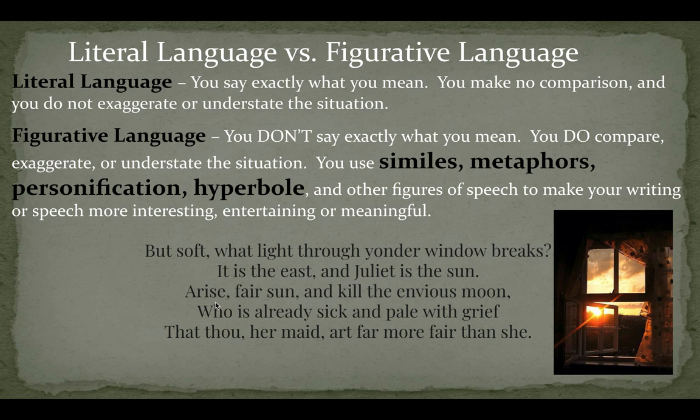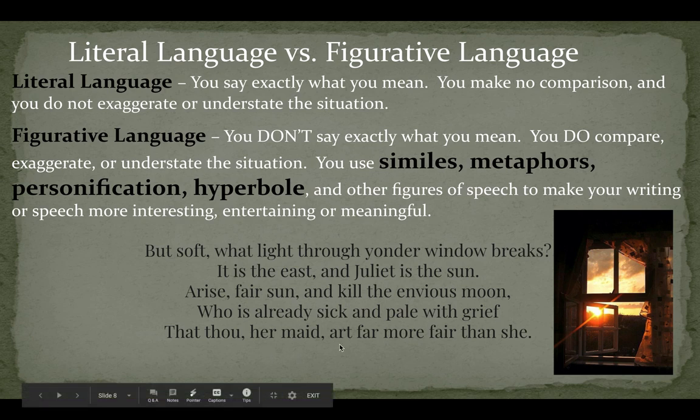Arise, fair sun. So he's asking her to come forward and kill the envious moon. Here we have a personification. Kill the envious moon, who is already sick and pale with grief. Another metaphor. If the moon is already sick and pale with grief, the moon is ready to go down. He's saying, Juliet, come out and let the darkness go away, perhaps his own darkness.